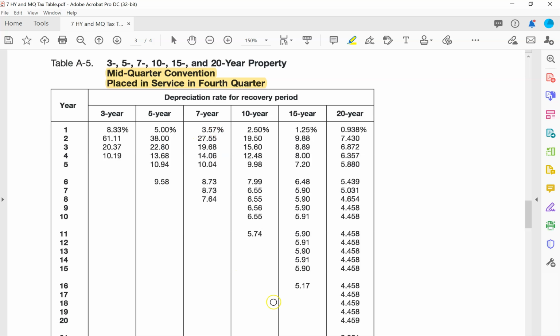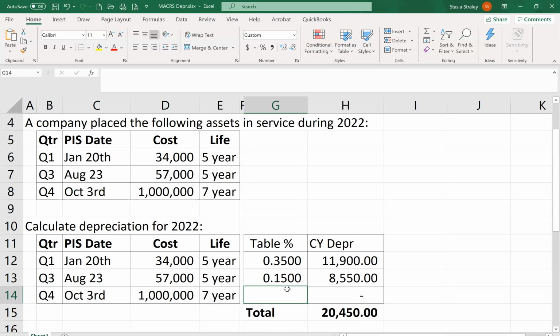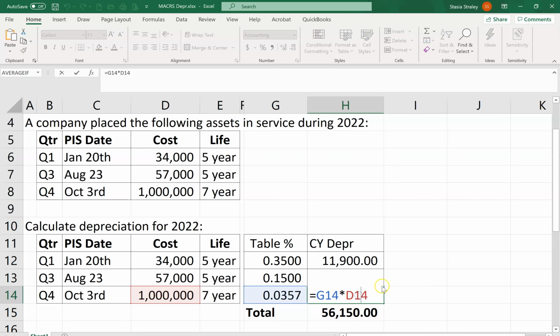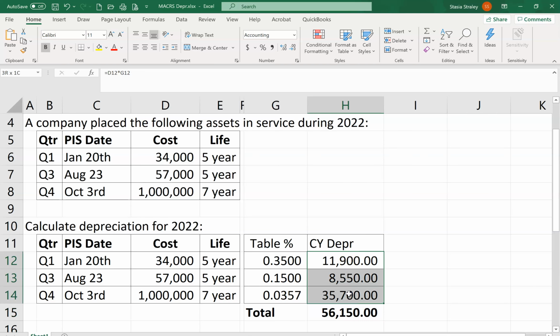So for a 7-year asset, it's 3.57%. So this is going to be 0.0357. So 3.57%. And again, it's auto-calculating, so $1 million cost times the table percentage gives us current year depreciation of $35,700. And then this is just a total of all of these 3 assets to get your total for the whole year. So $56,150 would be total current year depreciation on your tax form.